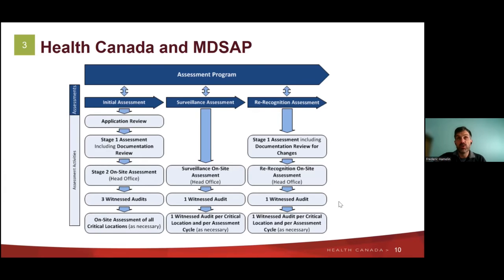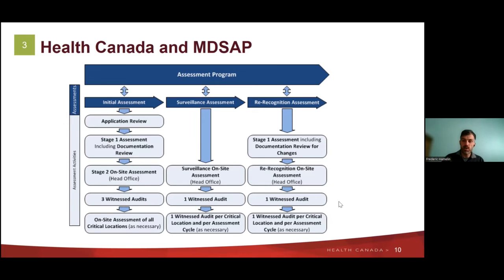We'll also work into this witness audits of audits that are scheduled or controlled out of the critical locations as necessary. And so there will be the initial assessment and then 3 surveillance assessments. So 3 years of surveillance assessments. And then following that, we get into what we call re-recognition. So it's a cycle that repeats itself. When we get to re-recognition, then we repeat.